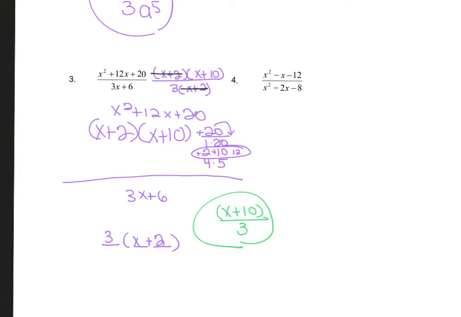For number 4, I have to factor a equals 1 for both the top and the bottom. So for the top, I'm looking for factors that multiply to 12, add or subtract to 1, negative 1 specifically. And in the denominator, I'm looking for factors that multiply to negative 8 and add or subtract to negative 2.